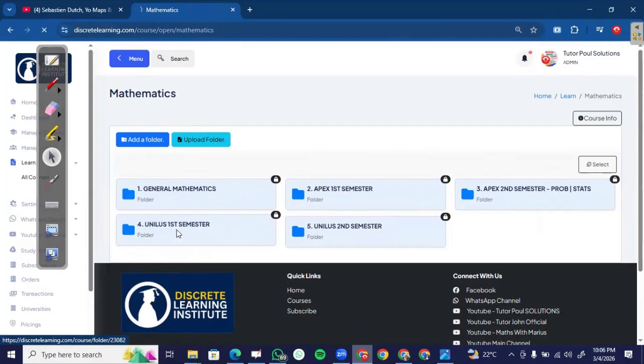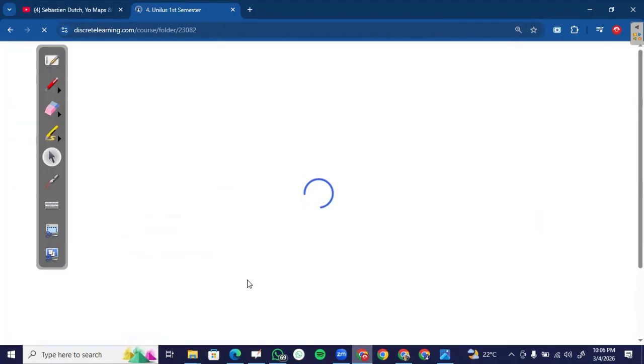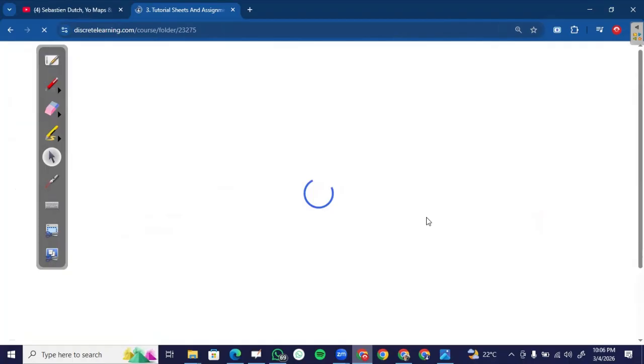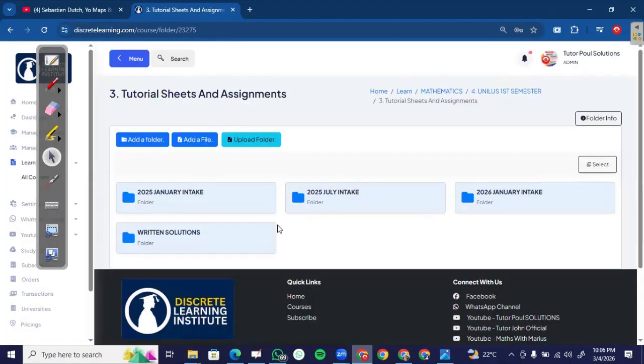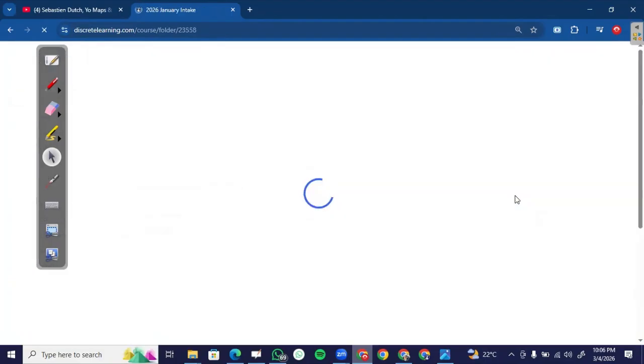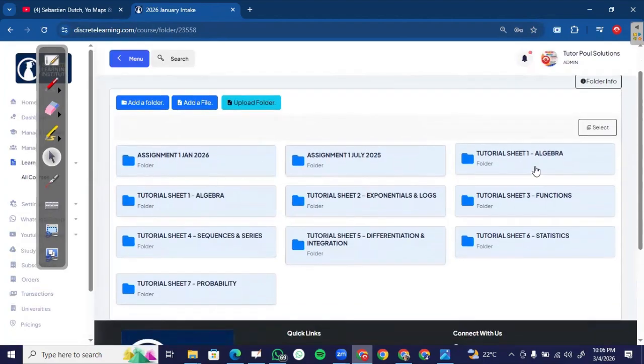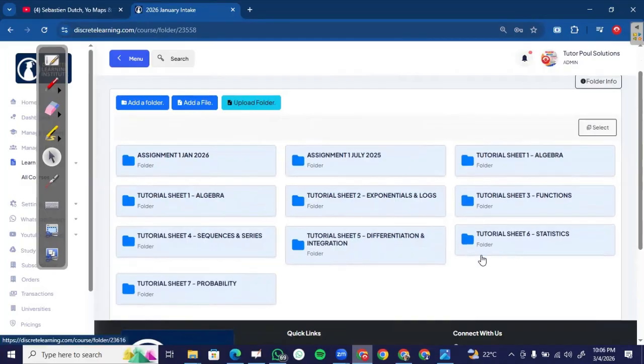If I click on semester one, you see that it's going to open and I'm going to have four folders: topic lessons, summarized, tutorial sheets, and past quiz, test, and exam paper. If you go, for example, into the tutorial sheets there, you're going to find videos for all the tutorial sheets. You go to your intake. The current intake now is 2026 January. I'll go into the 2026 January there, and you're going to see the assignments and all the tutorial sheets are there, so you can watch and learn from these videos at your own time.